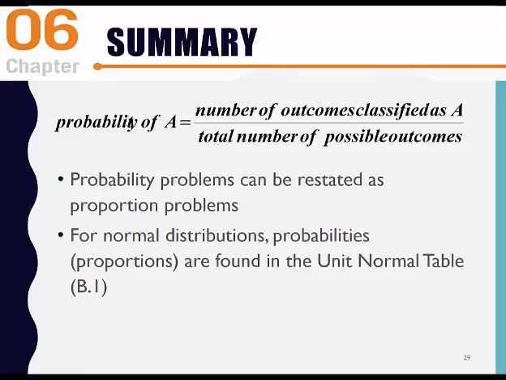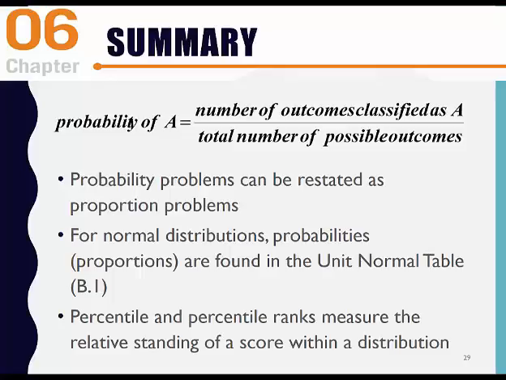For normal distributions, probabilities or proportions can be found in the unit normal table. The table provides a listing of the proportions of a normal distribution that corresponds to each of the z-score values. And with the table, it's also possible to move between the x values and the probabilities using the two-step procedure of using the z-score formula that allows you to transform x to z or to change it back. And the unit normal table allows you to look up the probability or the proportions corresponding to each z-score.